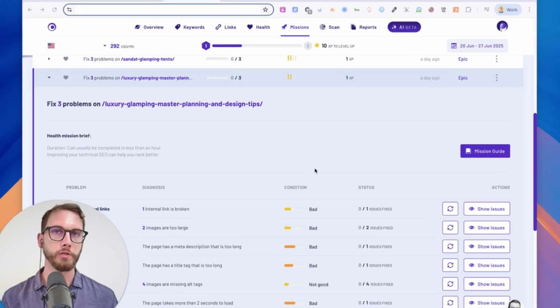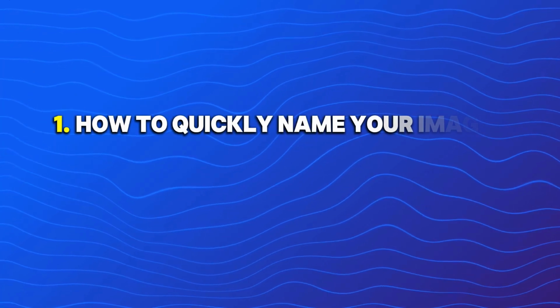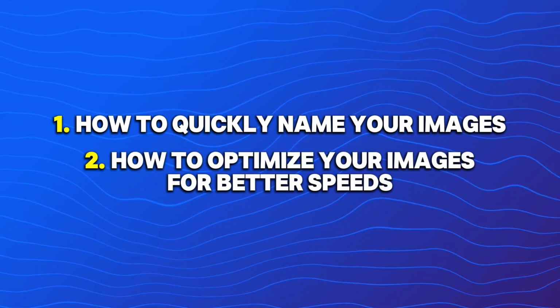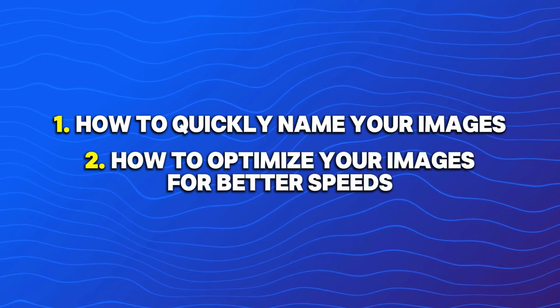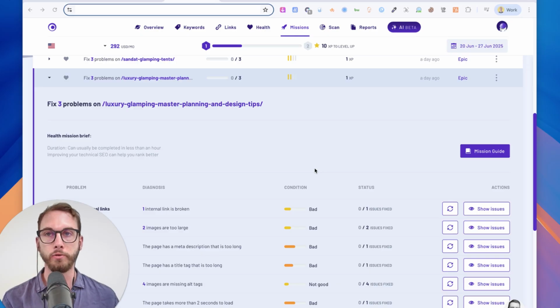A lot of people get confused with SEO best practices for images. So in this video, I'm going to show you how to quickly name your images properly for alt tags and alt text. And then I'm also going to show you how to replace your current images in your media library with more optimized ones so that you can get better page speeds and scores. Okay, so it's very, very easy.